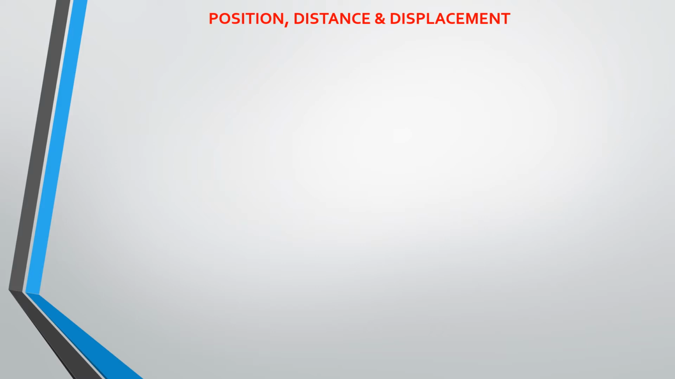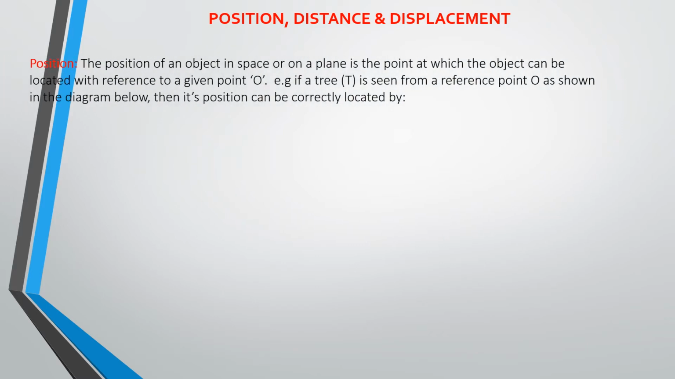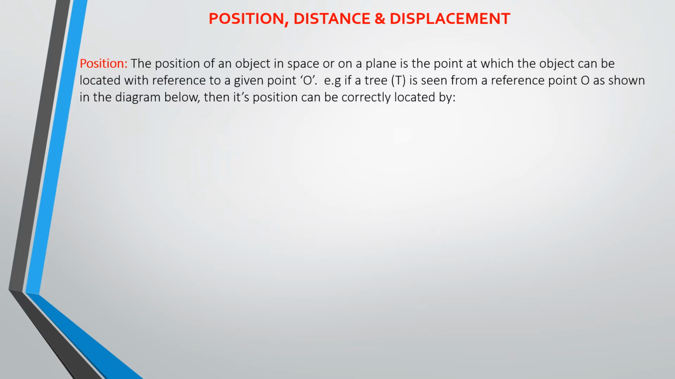Alright, so for this particular class, we're going to be looking at position, distance and displacement. So position, we're starting with position. So what is the position of an object, or how do you determine the position of an object in a plane? The position of an object in a plane is the point at which the object can be located with reference to a given point.